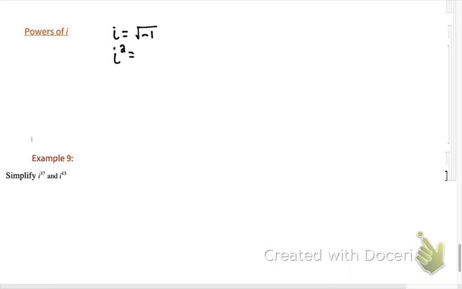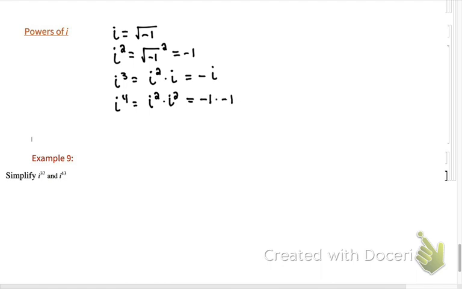We saw that i squared was the square root of negative 1 squared, and we get negative 1. i cubed is going to be i squared times i, and we know i squared is negative 1, so we get minus i. And i to the fourth, we could do this by rewriting i to the fourth as i squared times i squared, because when you multiply the same base, you add the exponents, and 2 plus 2 gives you 4. We know that i squared is negative 1, so i squared times i squared becomes negative 1 times negative 1, and I get positive 1.